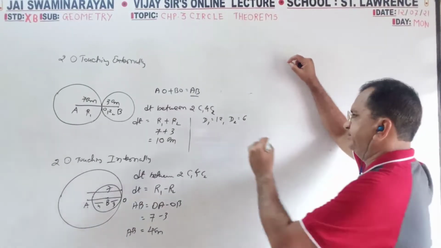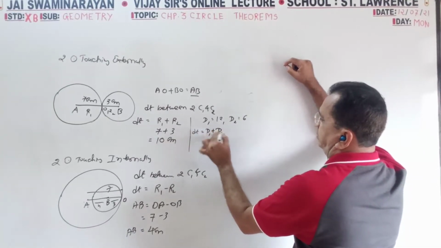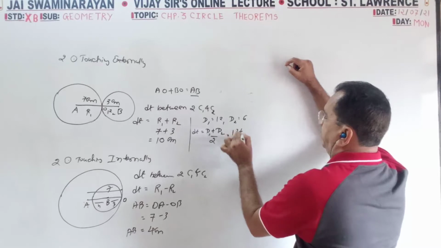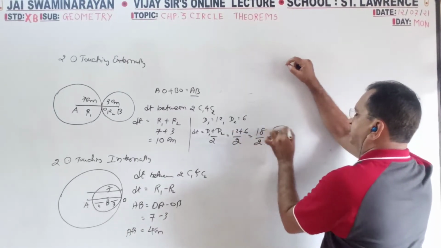Two methods. So distance is equal to diameter 1 plus diameter 2 divided by 2. So 12 plus 6 divided by 2. 18 by 2 is equal to 9 centimeter.